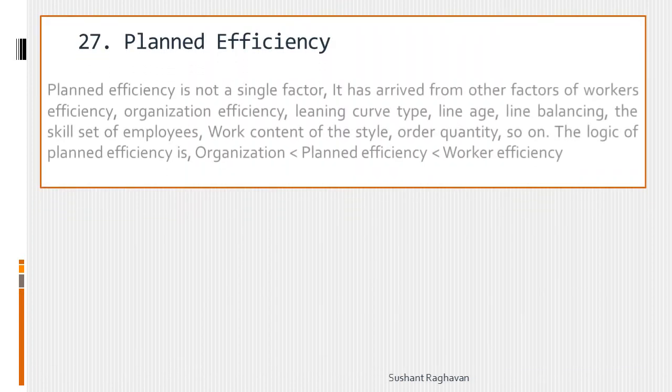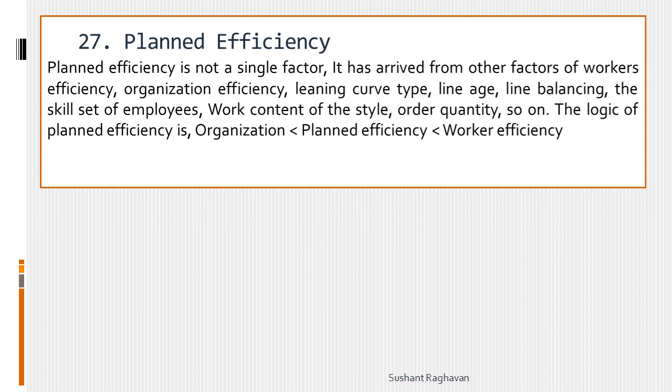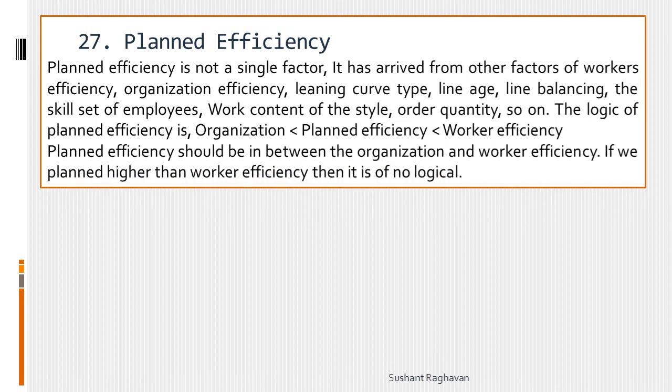Plant efficiency. Plant efficiency is not a single factor. It arrives from other factors: workers' efficiency, organization efficiency, learning curve type, lineage, line balancing, the skill set of employees, work content of the style, order quantity, and so on. The logic of plant efficiency is: organization efficiency, plant efficiency, worker efficiency. Plant efficiency should be in between the organization and worker efficiency. If we plan higher than worker efficiency, then it is of no logic.